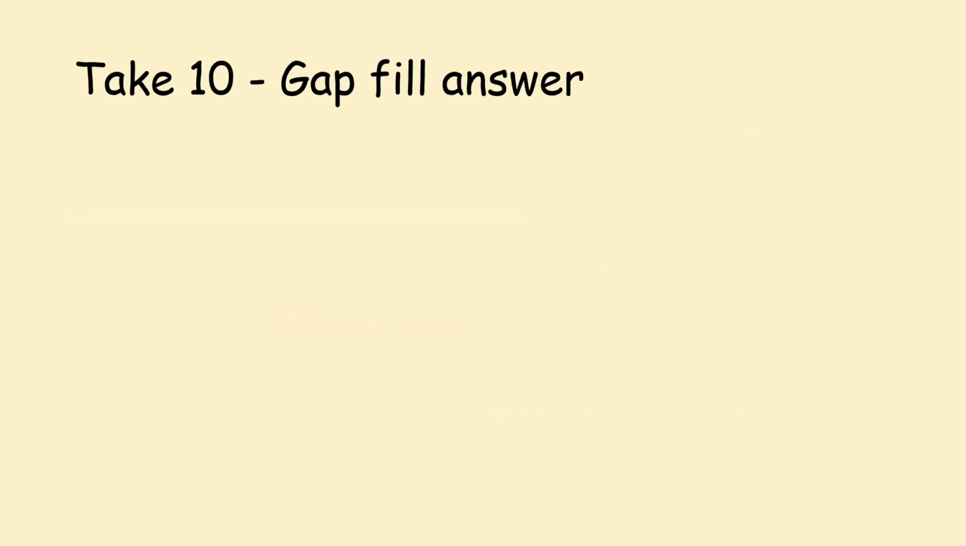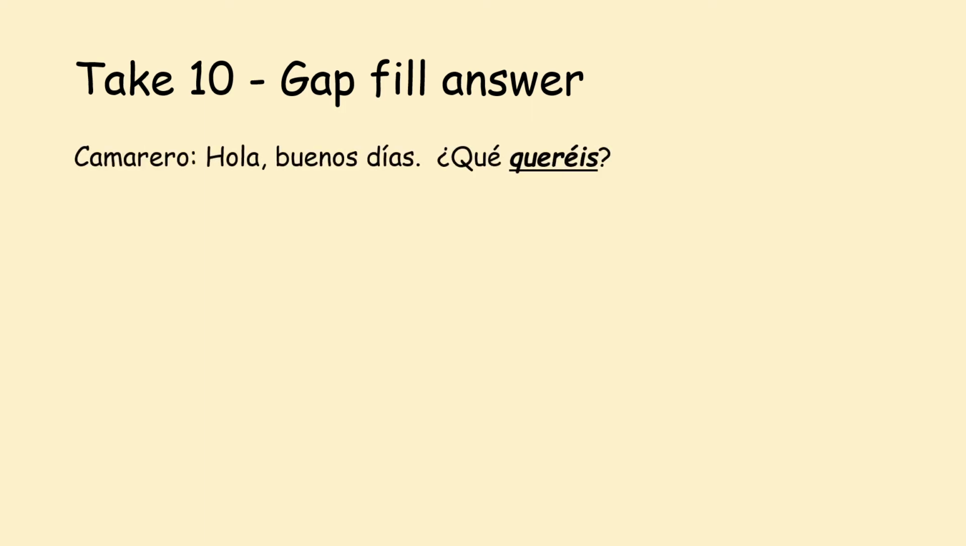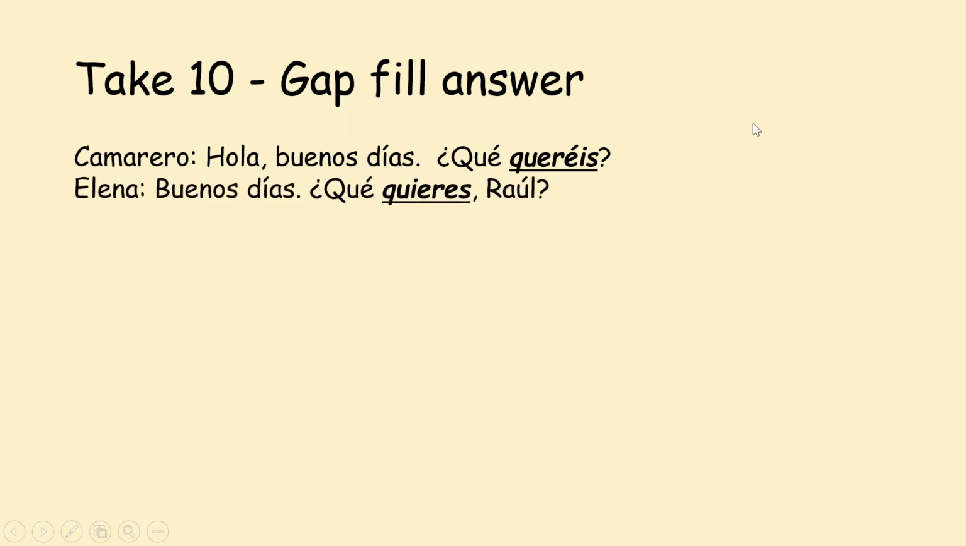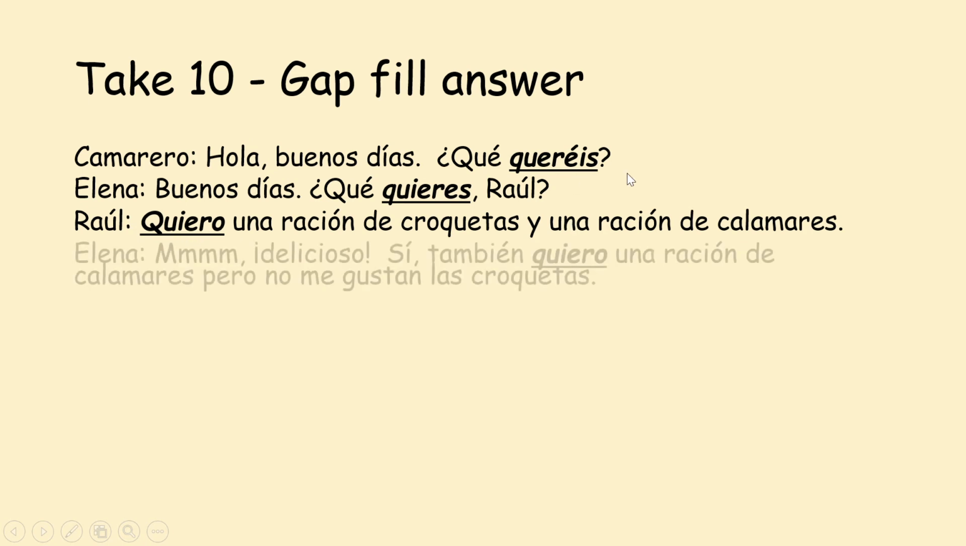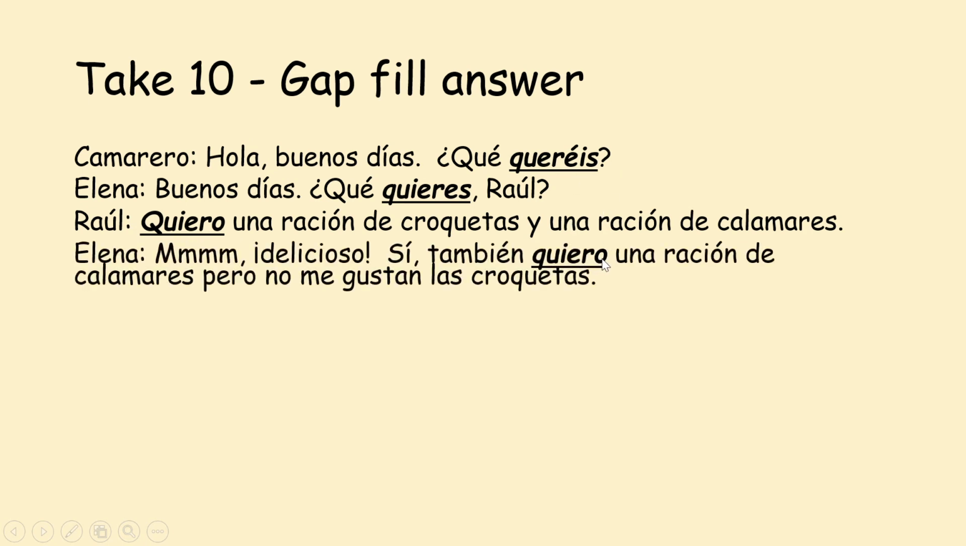Okay, so hopefully you are back here for the answers now. So this is your take 10 gap fill answer. Here we have the camarero, and he is saying, what do you all want? Because he's speaking to two people, Elena and Raúl. So, ¿qué queréis? Elena, she puts the question straight onto Raúl, but she's speaking just to Raúl, so it's quieres. Raúl, I want a plate or dish of croquettes and calamari, so quiero. Same again for Elena because she's talking about herself.